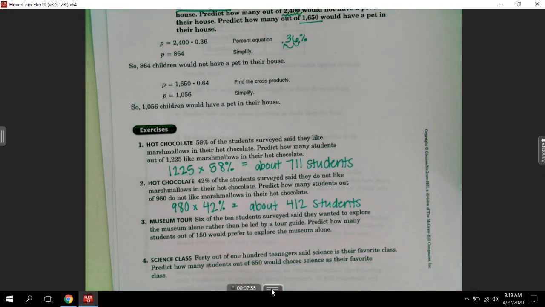So those two problems are pretty simple because they're only giving you a percent and one total number, so it's kind of easy to look at those two numbers and you just know that you have to multiply them together. But number 3 and 4 is not necessarily that easy. Number 3, it says 6 out of the 10 students surveyed said they wanted to explore the museum alone rather than be led by a tour guide. Predict how many students out of 150 would prefer to explore the museum alone.